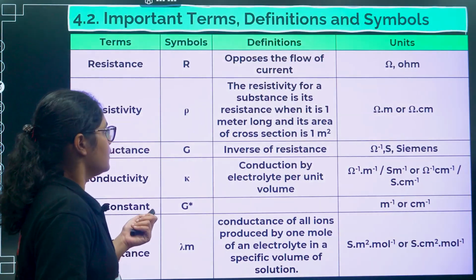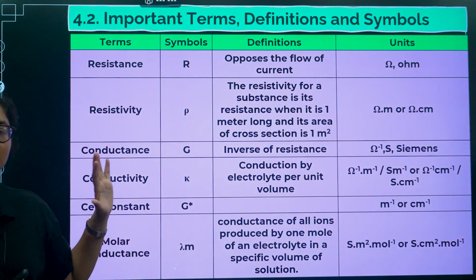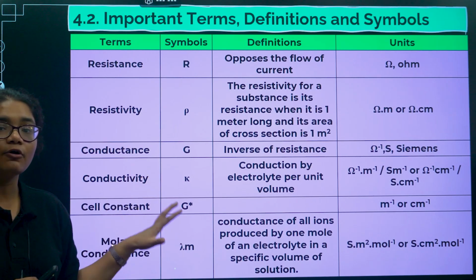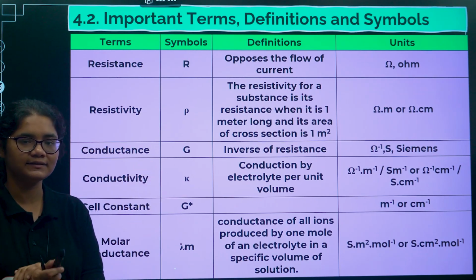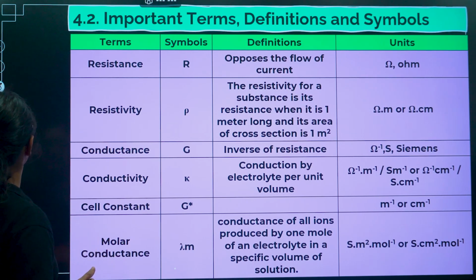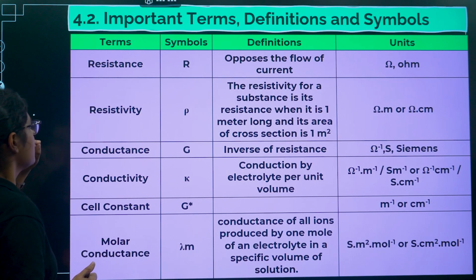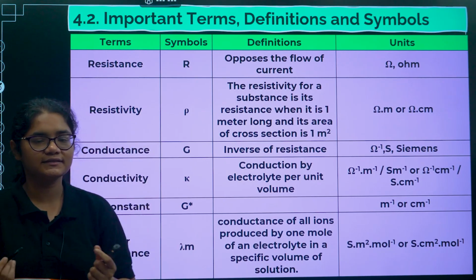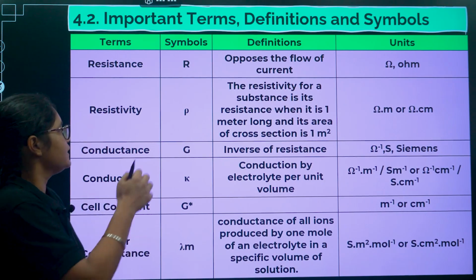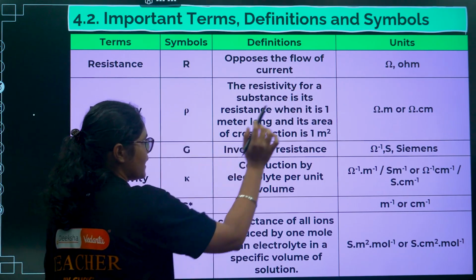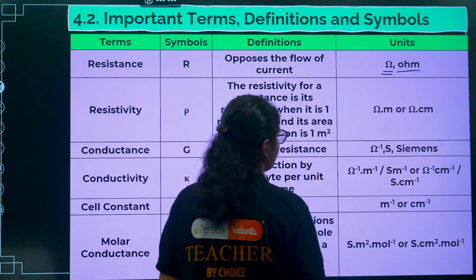Now coming to important terms, definitions and symbols. These are the terms we need to remember for understanding the conductivity of electrolytic solutions. I will be talking about each and every term here. First is resistance. Resistance is something which opposes the flow of current. It is denoted by the symbol capital R, and its unit is ohm.